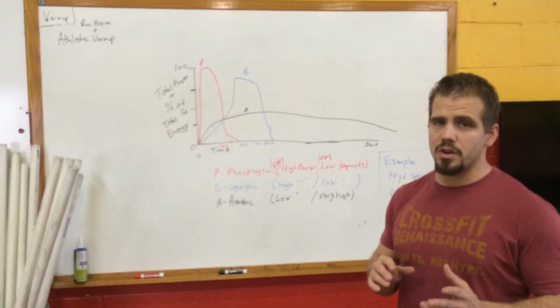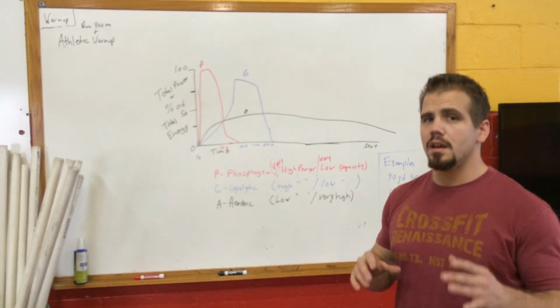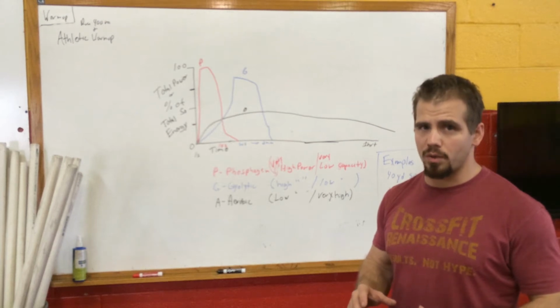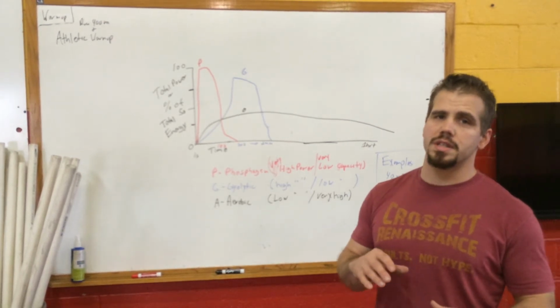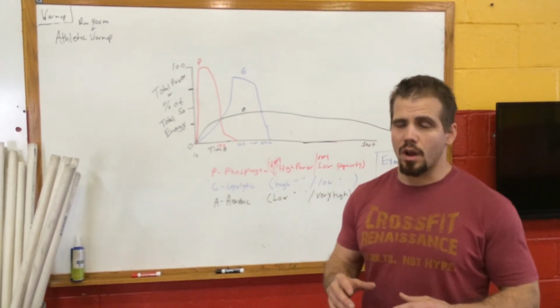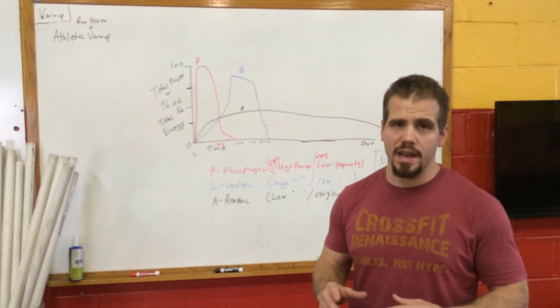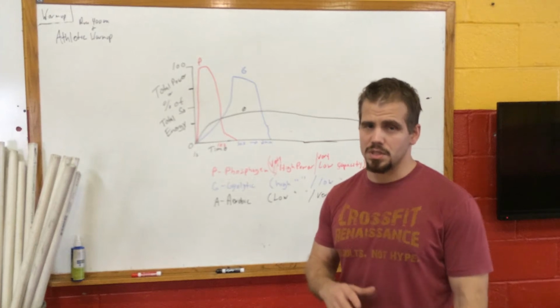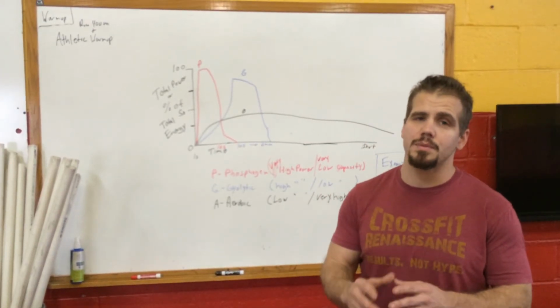Another example of that phosphagen energy system would be Olympic weightlifting, right? Power cleans for 1 to maybe 5 reps, probably 1 to 3 reps. And you'll notice that if you try to do a 1 rep max on a high power movement like a power clean or a snatch, you're not able to repeat that 1 rep max again immediately. It's because this phosphagen energy system actually needs more time to recover.